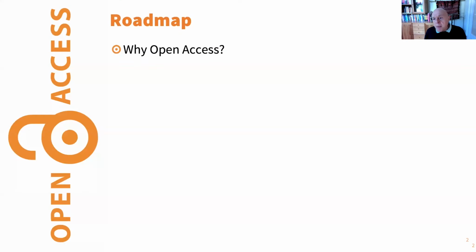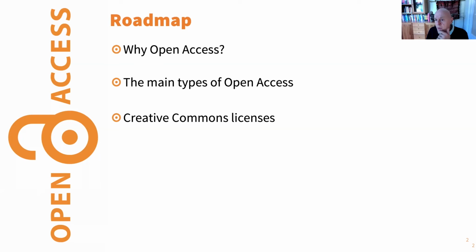So maybe a little roadmap, because this might take a long time. You can of course ask me all questions in the Q&A. So I'll first say a little bit why open access. I will talk about the main types of open access. I will talk also about Creative Commons licenses, because those are important for certain actions, and those will be referenced in the policies that Coalition S and Plan S have developed. And I will talk also a little bit about some common misconceptions about open access.